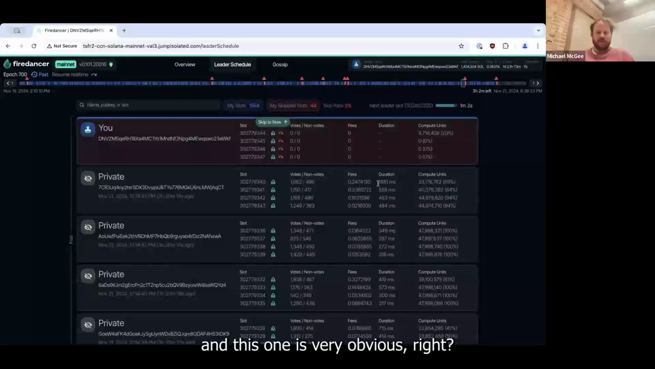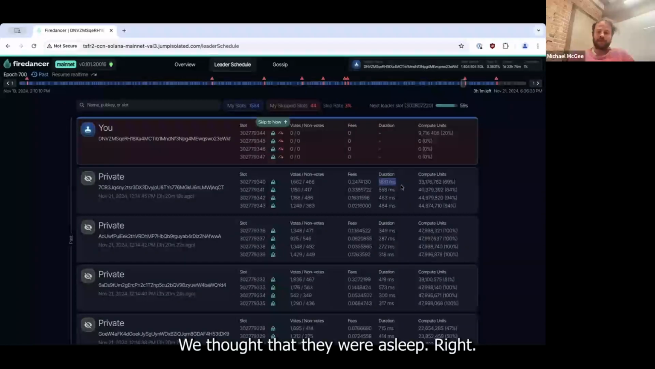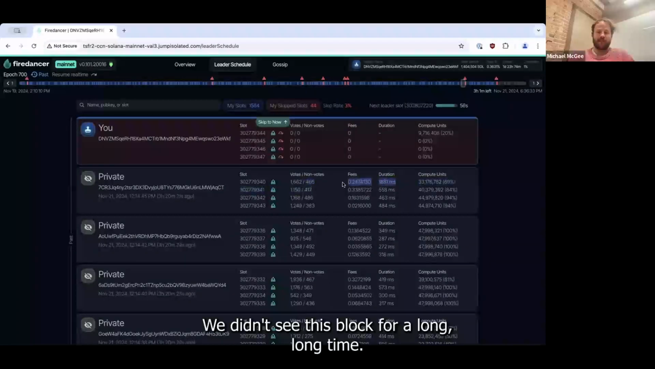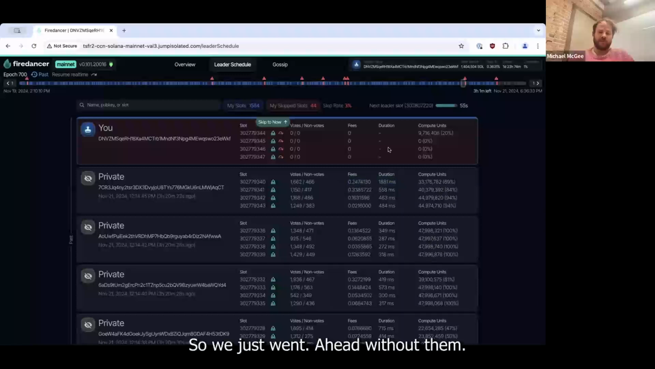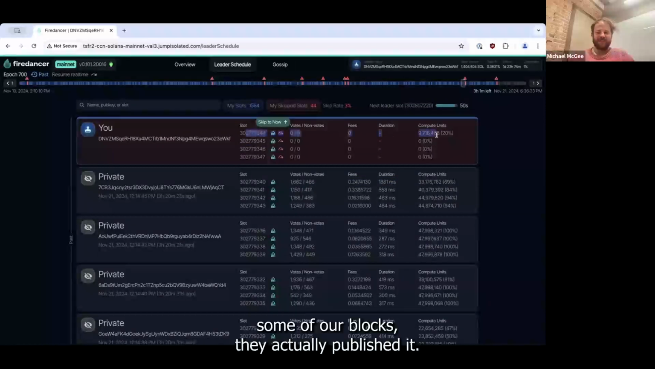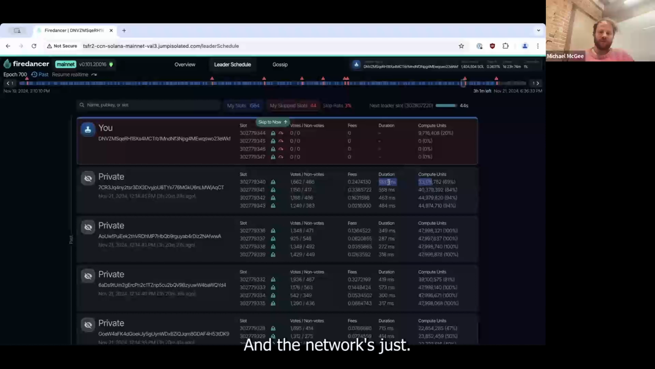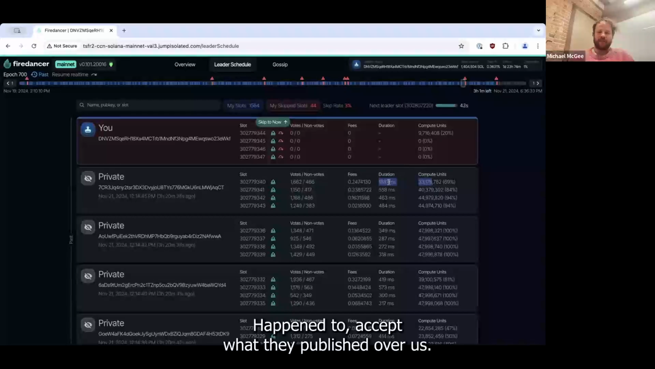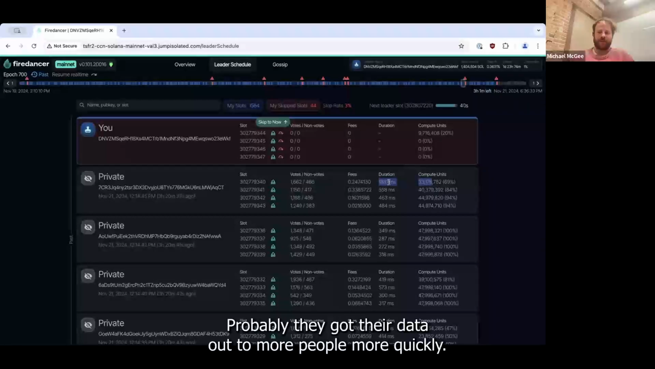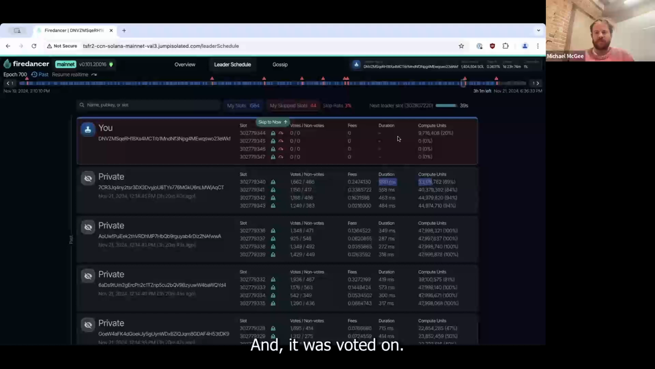And this one is very obvious, right? The leader ahead of us, we thought that they were asleep, right? We didn't see this block for a long time, almost 2 seconds. So we just went ahead without them. And then as we were going and building some of our blocks, they actually published it. They came out and said, oh, whoops, I was late, but here's my block. And the network just happened to accept what they published over us. Probably they got their data out to more people more quickly, and it was voted on.